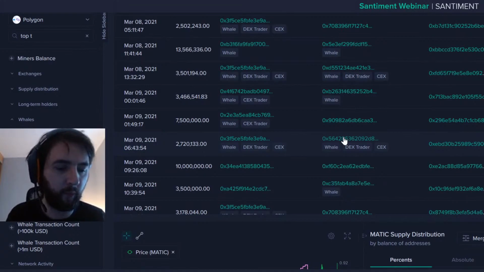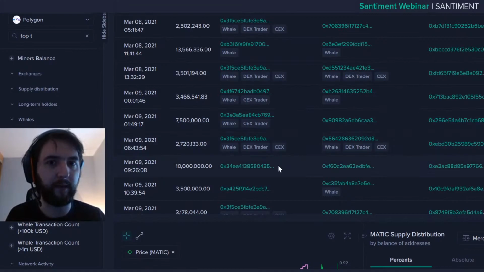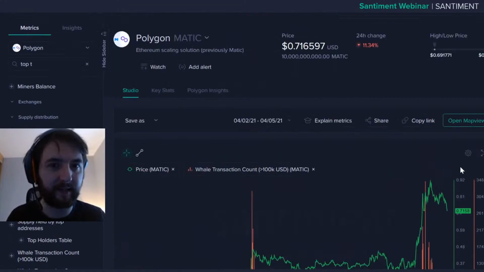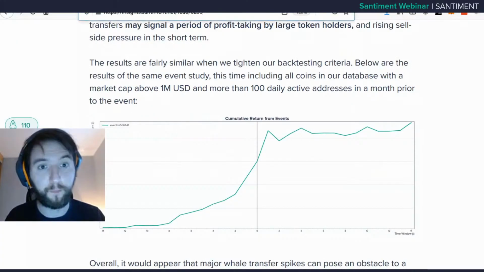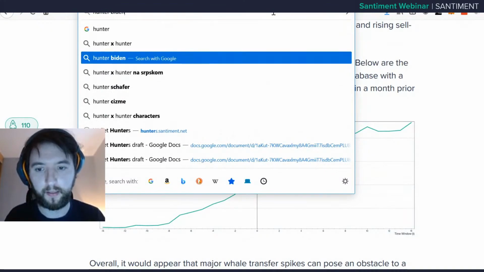Now, with data science and machine learning, we can only do so much. For some of these addresses, there's nothing that can replace community-driven market research, and people that are actually aware and can prove why they are aware that this address belongs to an exchange and this address belongs to a particular whale. So for these types of tasks, we have recently created a new platform called hunters.santiment.net.